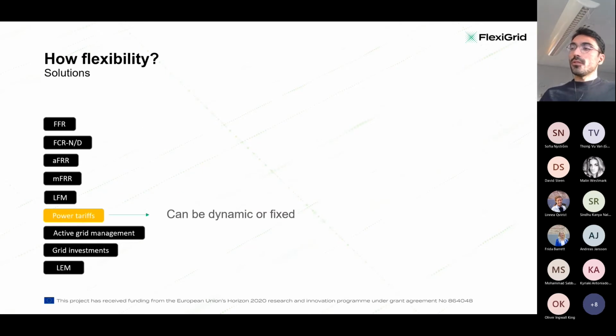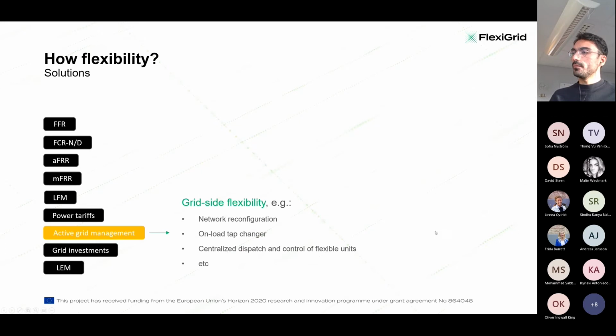Power tariffs or innovative tariffs can be another way to impact the end user's behavior. So this can be another way to activate flexibility. Active grid management, I will call it, I have seen the word grid side flexibility. We can do network reconfiguration or other approaches to have this flexibility.